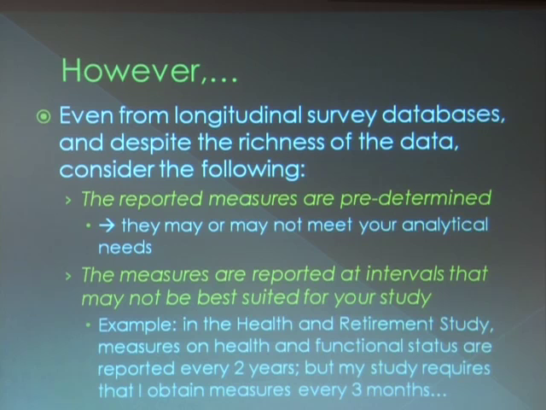Same thing, the measures are reported at intervals that may or may not be best suited for your study. And coming back to the chemotoxicity example, I would really like to have some of these data elements recorded maybe every 3 months, maybe every month, I don't know, for a certain period of time, and then maybe at longer intervals afterwards. But in the Health and Retirement Study, they are documented every 2 years, and I'll just have to go with that. And there's nothing I can do about it.